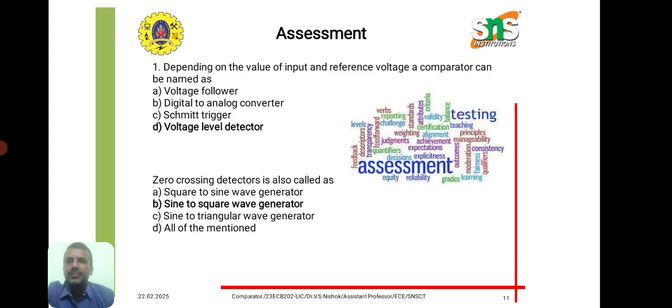And coming to the assessment, here we have two questions. Starting with the first one, depending on the value of the input and reference voltage, a comparator can be named a voltage level detector, and then the zero crossing detector is also called a sine to square wave generator.